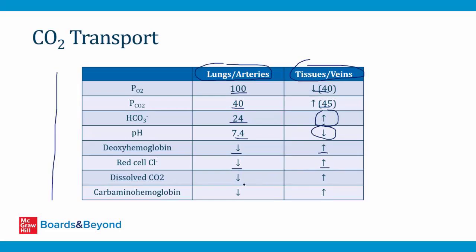And then the amount of dissolved CO2 is obviously lower in arteries and higher in veins. This is reflected right here by this number for the PCO2. And then lastly, carbaminohemoglobin, which is the hemoglobin bound to carbon dioxide, is obviously relatively lower in arteries, and it's higher in tissue and veins after picking up lots of carbon dioxide from metabolism.